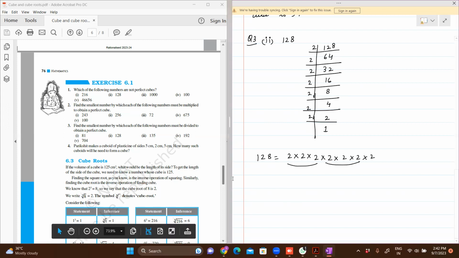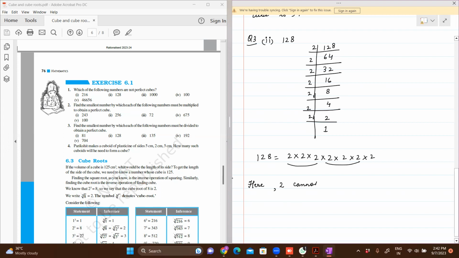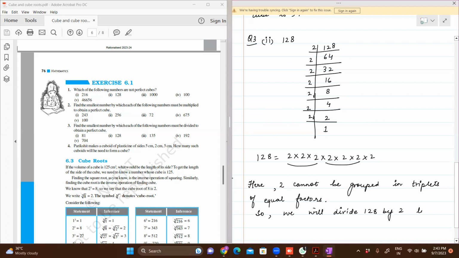You can just write down, 2 cannot be grouped in triplets of equal factors. So we'll divide 128 by 2 to get a perfect cube.